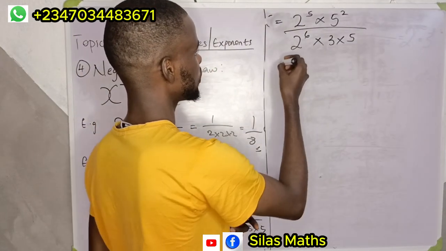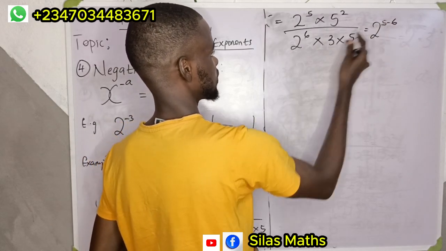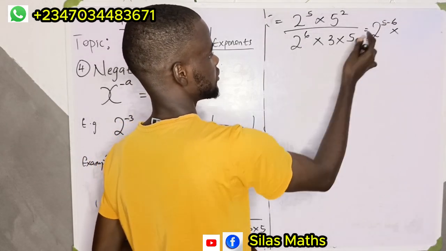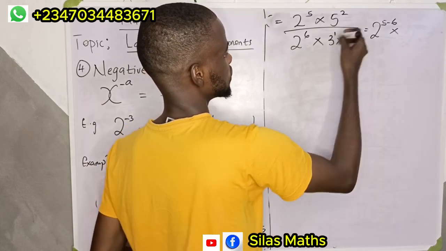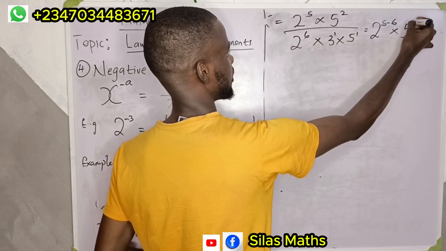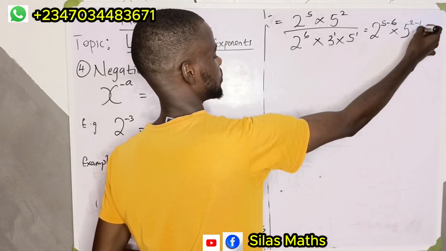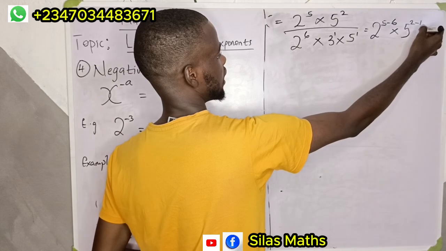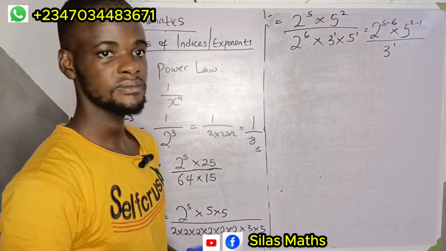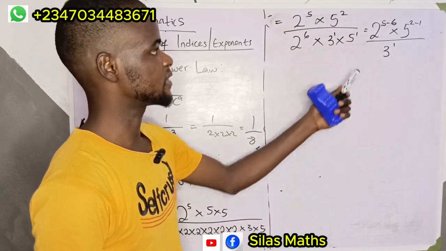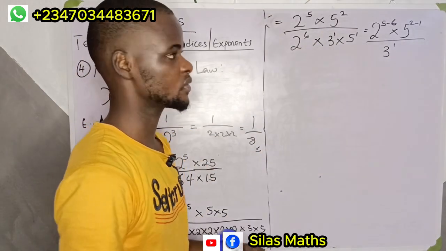This time around we have a base that is on its own, but we can take these two. Applying the law, this is 2 to the power of 5 minus 6, times 5 raised to the power 2 minus 1, all over 3 to the power of 1. Since there is no other base that has this, let's leave it that way.